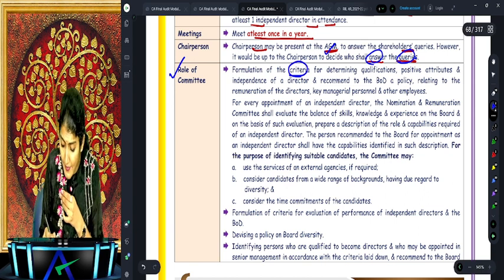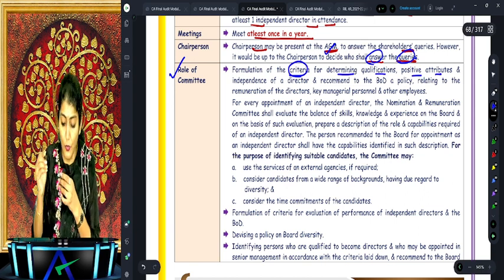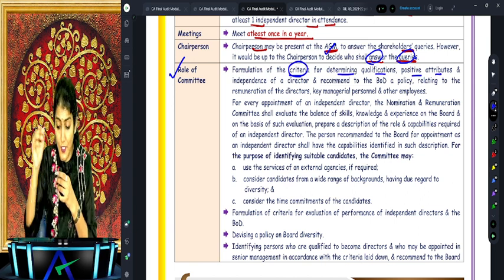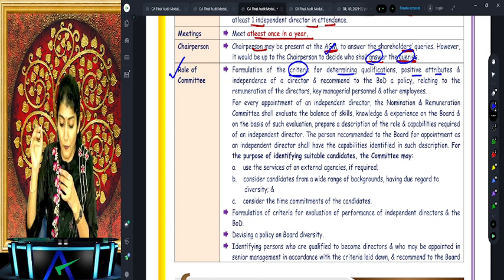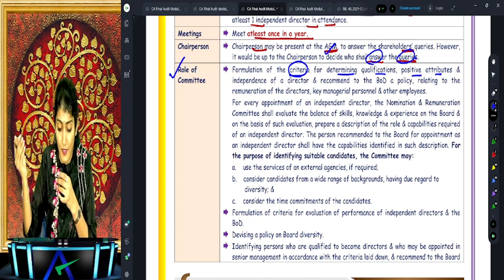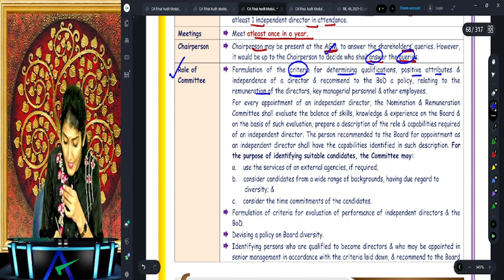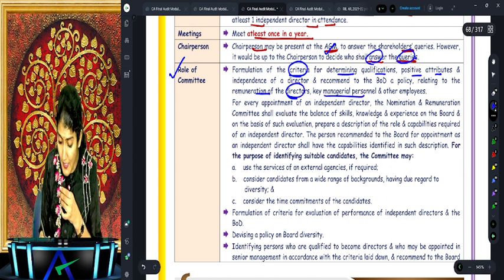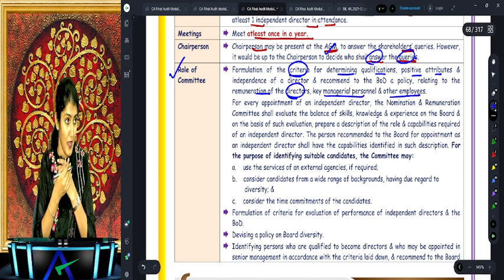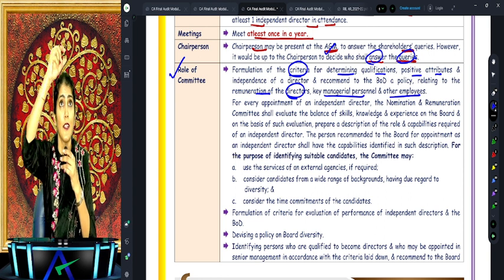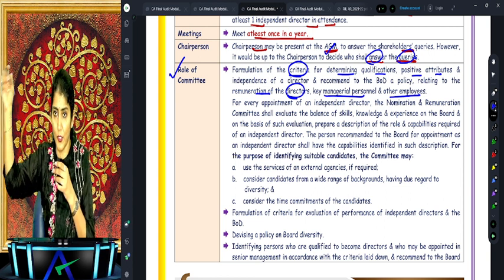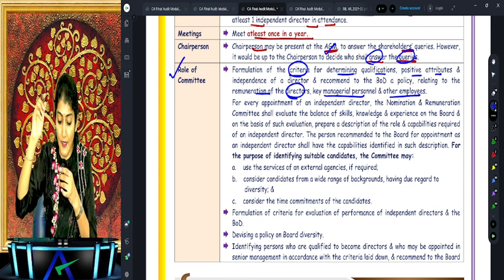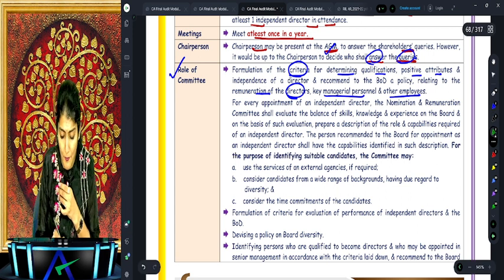Formulate the criteria for what type of director you want for the company: the qualification, positive attributes, independence of a director, and recommend to the board a policy relating to the remuneration of the directors, not only of the directors, the KMP and also the other employees. Right? So now you have decided what type of director your company wants. You have formulated a criteria. Now will you have to go hunting for such a director?